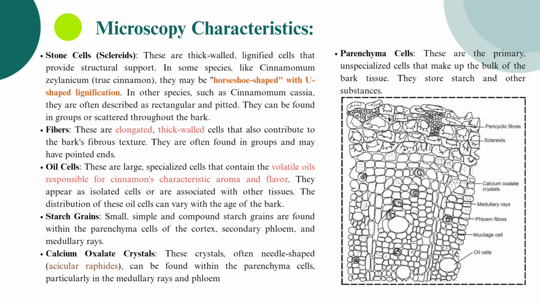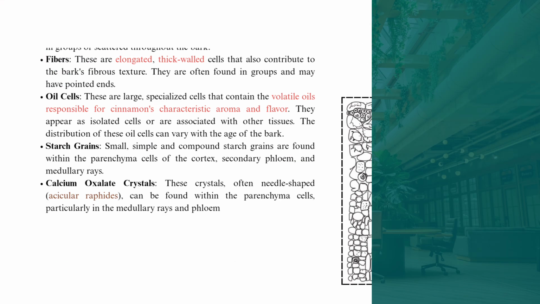Starch grains. Small, simple, and compound starch grains are found within the parenchyma cells of the cortex, secondary phloem, and medullary rays. Calcium oxalate crystals. These crystals, often needle-shaped, acicular raphides, can be found within the parenchyma cells, particularly in the medullary rays and phloem. Parenchyma cells. These are the primary unspecialized cells that make up the bulk of the bark tissue. They store starch and other substances.